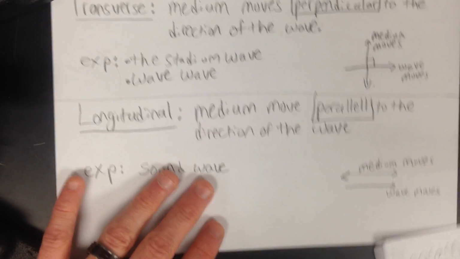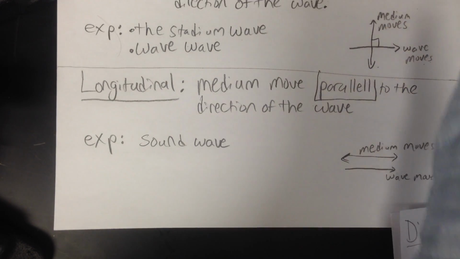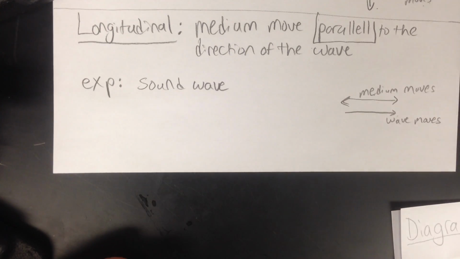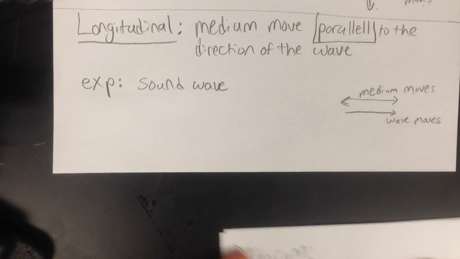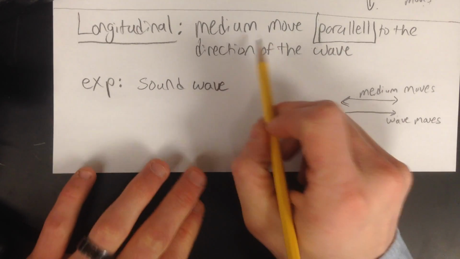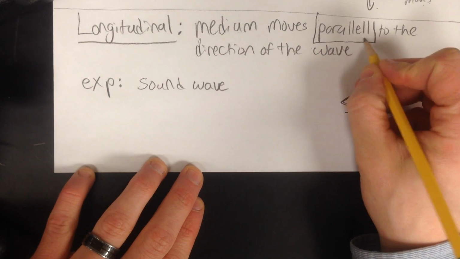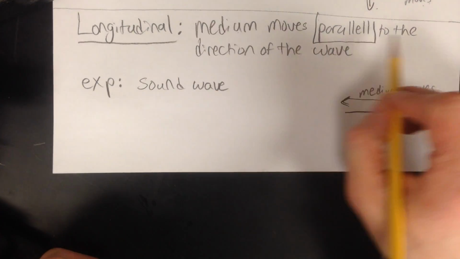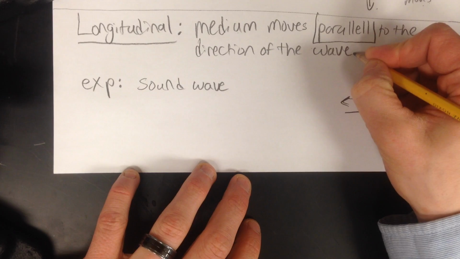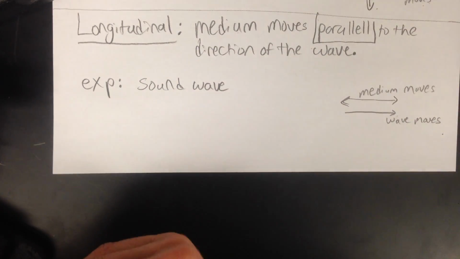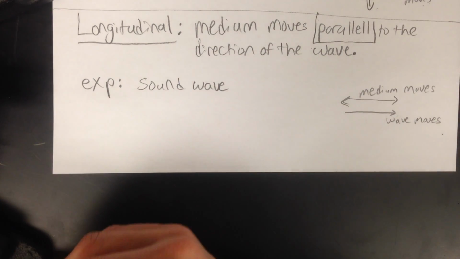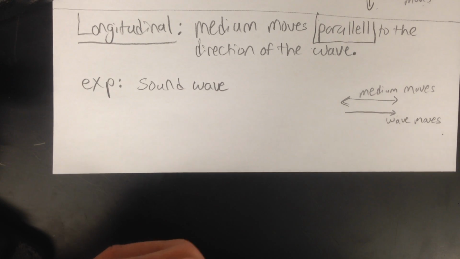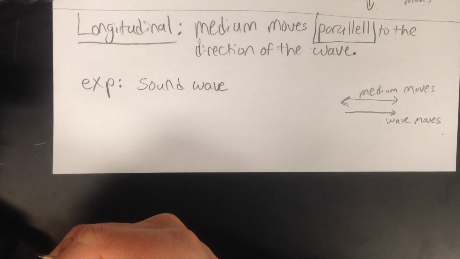Now, the second type of wave, let's get this out of the way, is called a longitudinal wave. A longitudinal wave means that the medium moves parallel. It's really the only difference from transverse. The medium moves parallel to the direction of the wave. You can make both of these with slinkies, which we'll do, but the main example of a longitudinal wave is a sound wave.